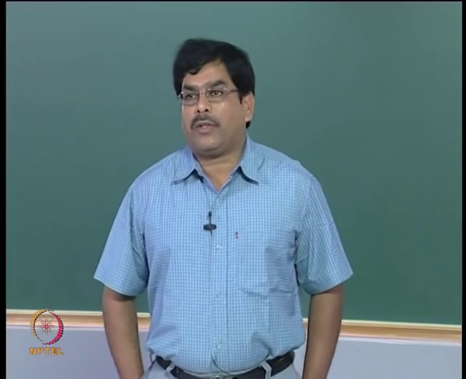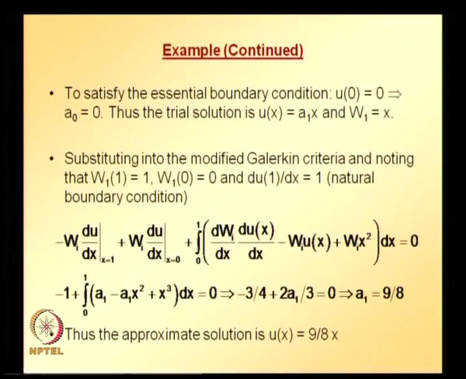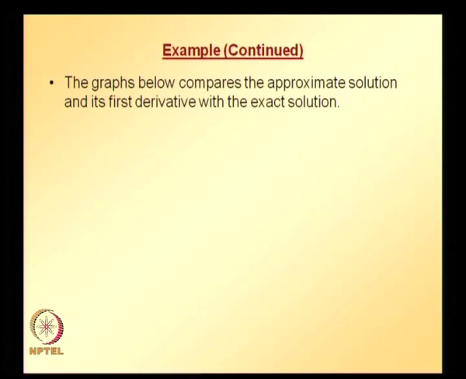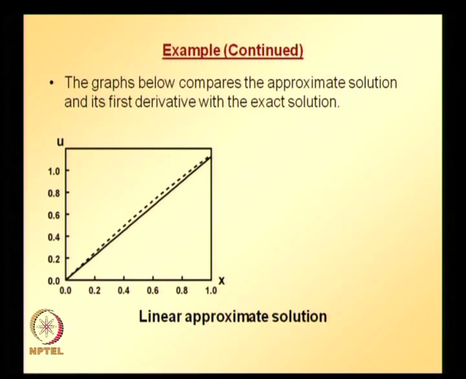So the approximate solution for this problem is u(x) is equal to a1 value, which is 9 over 8 times x. And now we see how the approximate solution matches with the exact solution by plotting the exact solution versus the approximate solution. We have already looked at this problem earlier using a variational method, and it was mentioned at that time the exact solution for this problem is u is equal to 180 over 139 x minus 21 over 139 x square. So that exact solution and approximate solution, you can overlay on each other. This is how they match.